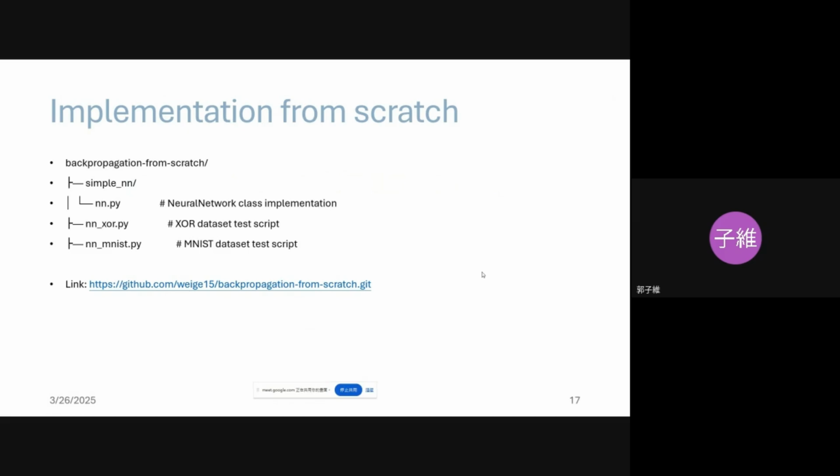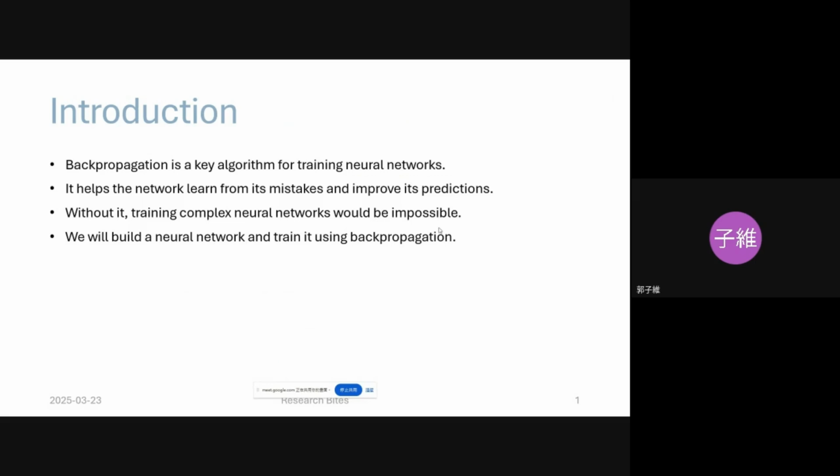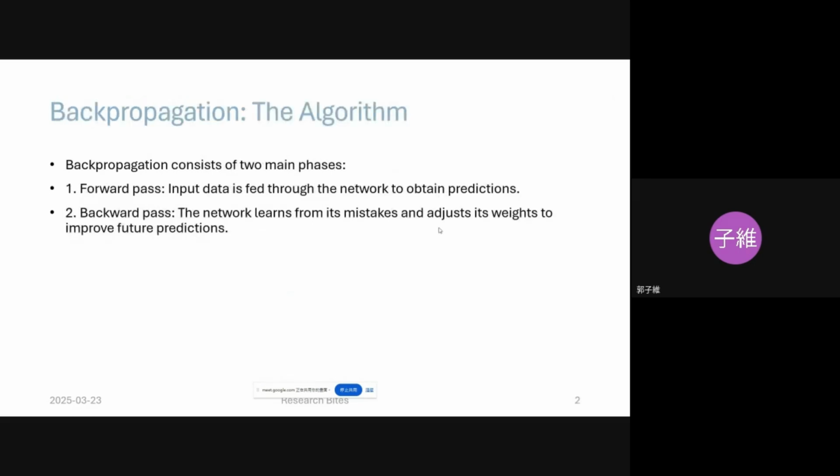Here's the implementation from scratch, but this is only the implementation of the first order, just to give you the idea of what optimization means. The second order ones, I think you guys should implement by yourself. Okay, so backpropagation is the key to training neural networks. It helps the network learn from its mistakes and improve its performance. Without it, training neural networks would be impossible. So we always use a neural network and train it using backpropagation.